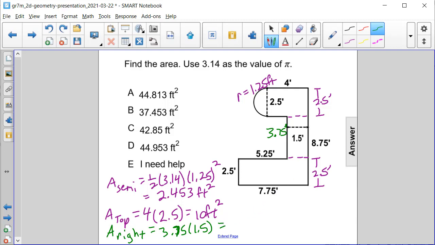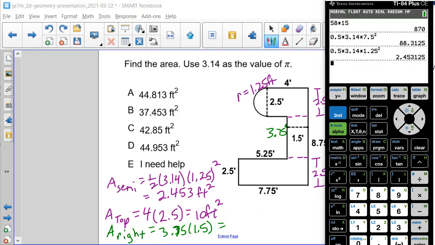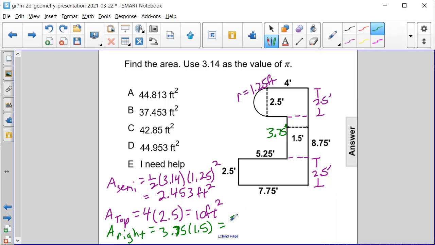And when we multiply those together, we're going to get 5 5/8, or 5.625 square feet for that one. So this is done, this is done, and this is done.